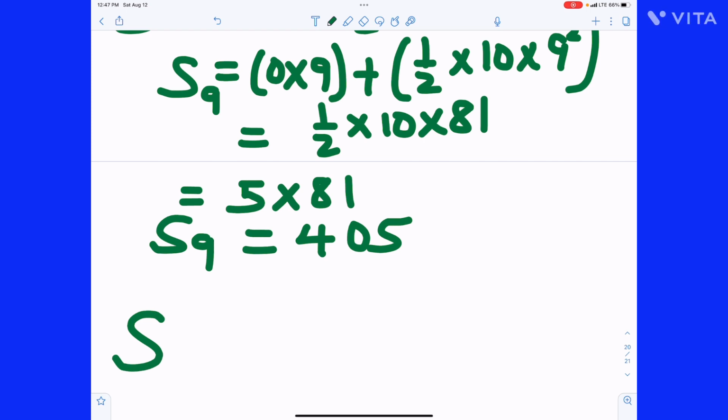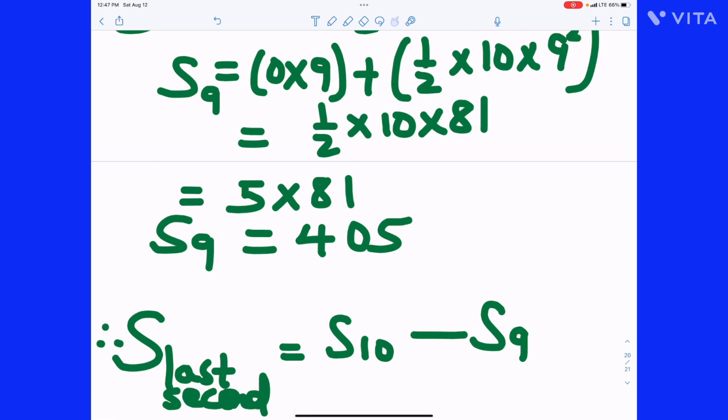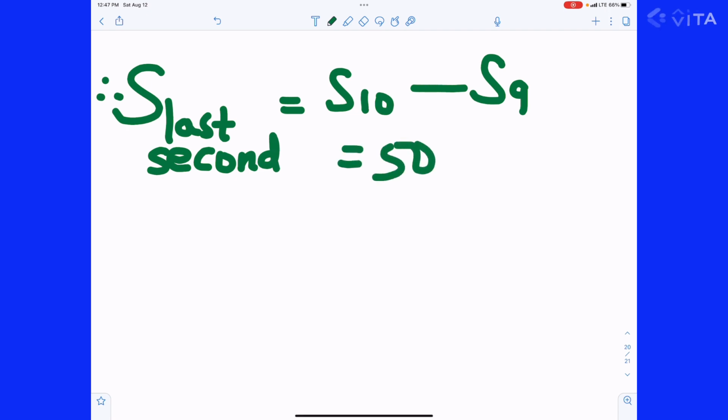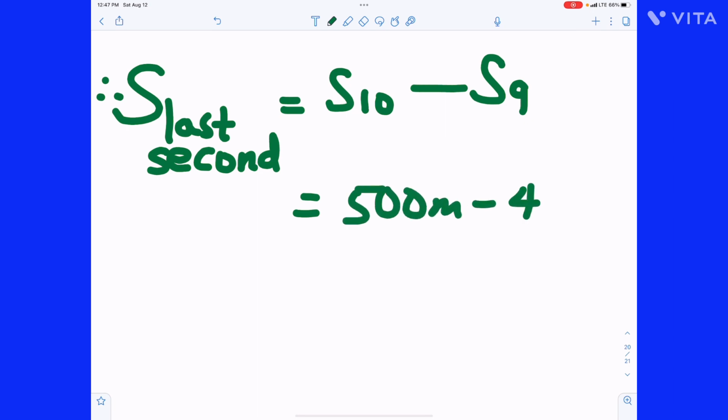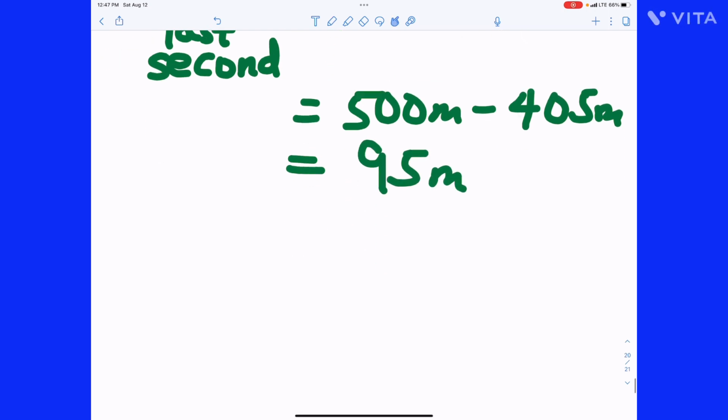So the distance traveled in the last second will be equal to S10 minus S9: the distance traveled in 10 seconds minus the distance traveled in 9 seconds. That's 500 meters minus 405 meters, and that's 95 meters. So in the last second, it travels 95 meters.